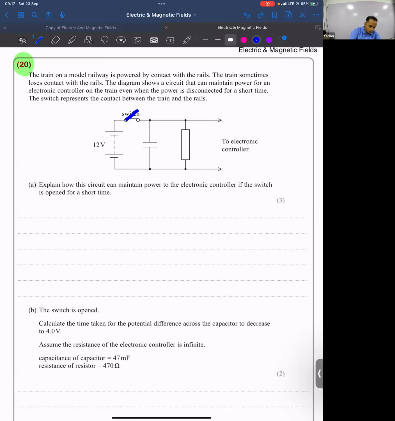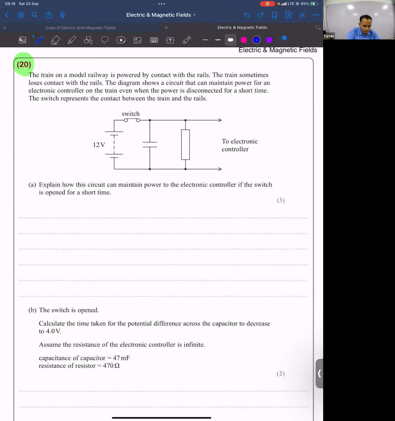So how can the circuit maintain power to the electronic controller if the switch is open? When it's closed, it charges the capacitor, right? So when the switch is open, the capacitor will discharge its charge and there will be a current passing through the electronic controller. So the energy is supplied to the electronic controller.